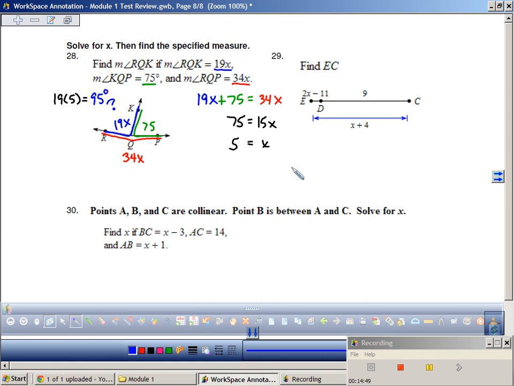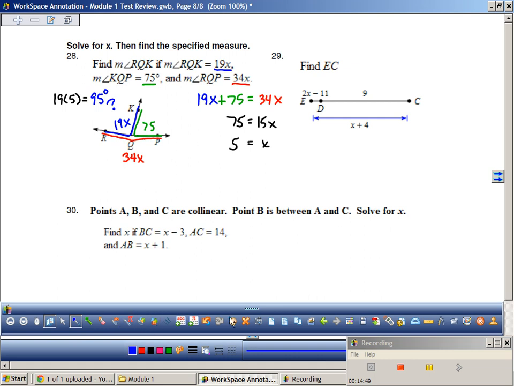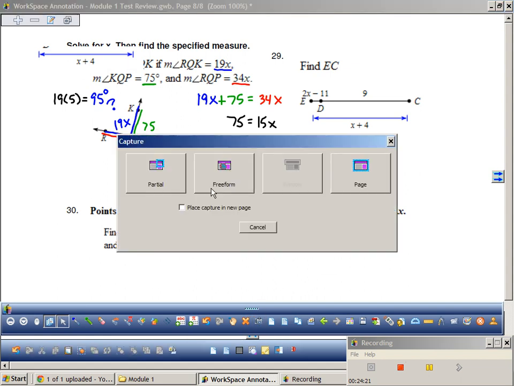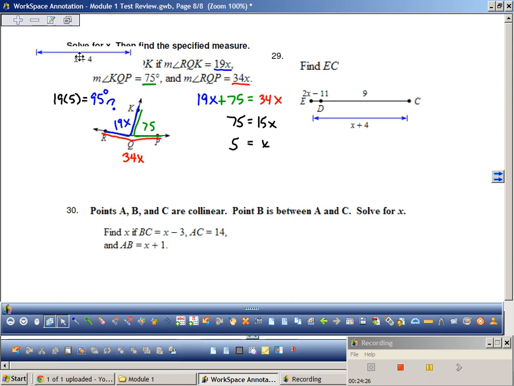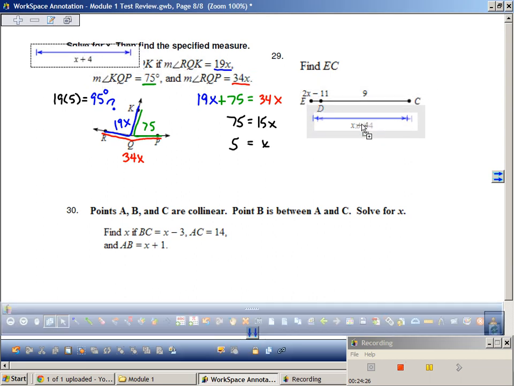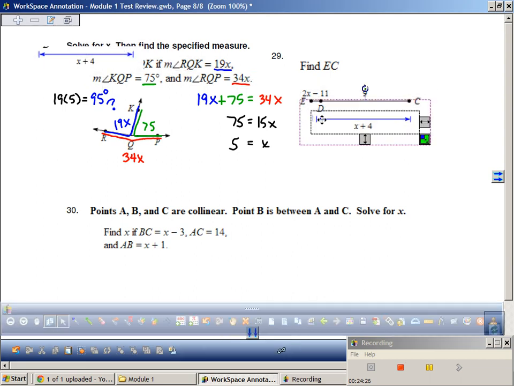Number 29. This is poorly written. It confused me at first. Oh, I don't like that one. Let's do another one. Must be pretty, right? So we'll say that. I'm going to stretch it. I'll put it right here.